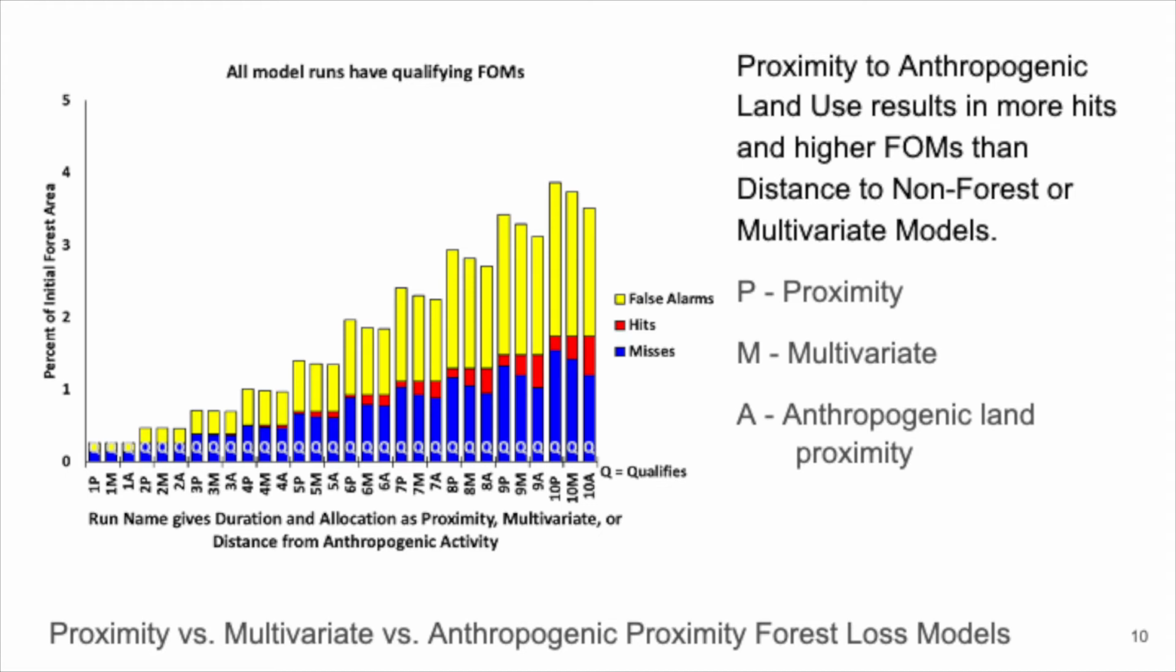Along the x-axis, you can see for each validation time interval over 10 years the validation of the proximity run, the multivariate run, and the anthropogenic land proximity run. At the bottom of each bar, you can also see that each run has a figure of merit that meets the voluntary carbon standard threshold to qualify for a REDD project. For each time interval, you can see that the anthropogenic land proximity run has more hits and a higher figure of merit than both the proximity and the multivariate model runs.